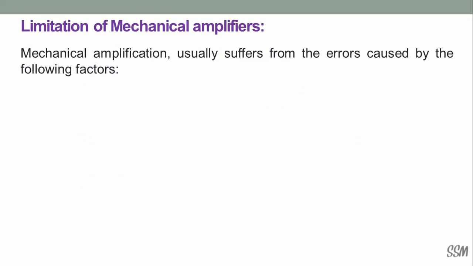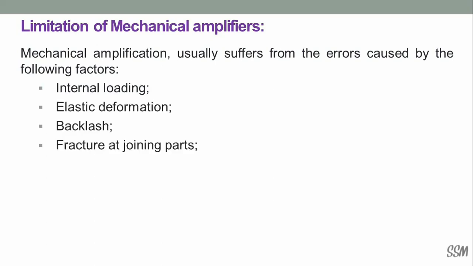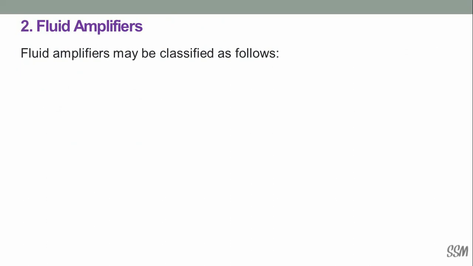Limitations of mechanical amplifiers. Mechanical amplification usually suffers from errors caused by the following factors: internal loading, elastic deformation, backlash, and fractures at the joining parts. Next, we'll discuss fluid amplifiers, which may be classified as follows.